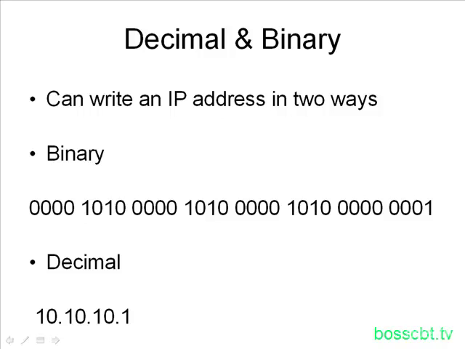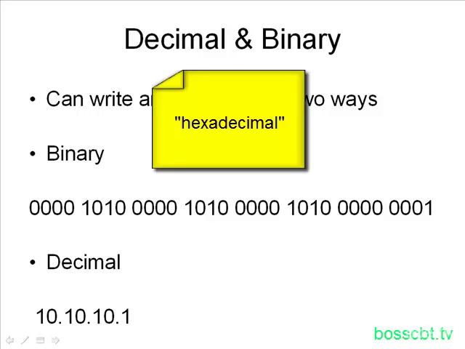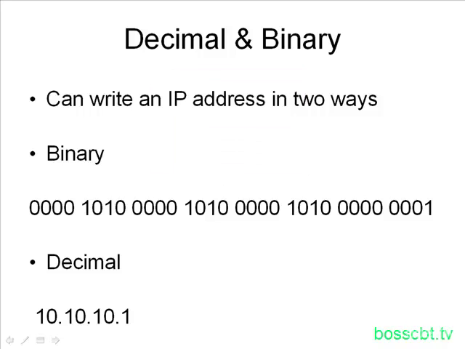Now, there's one other method. You can express an IP address in hexadecimal, but that doesn't come up too often, or rather at all, in IP version 4 on routers and switches. It does come up in IP version 6, so for now we're not going to talk hexadecimal. All right? So let's begin by looking at binary.